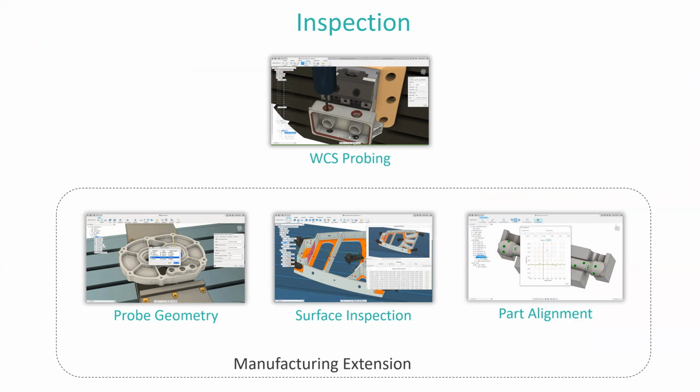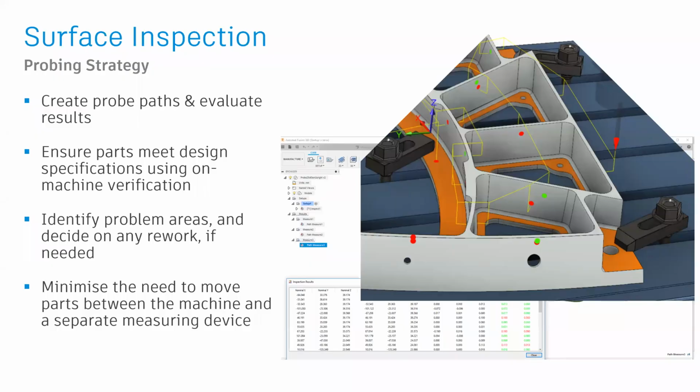These are all the options: one picture is coming into the base, and another three are probe geometry, surface inspection, and part alignment with the report, and everything is coming into the inspection extension. The surface inspection creates the probe part to evaluate the result after importing or measuring your result, and it is possible to verify with the CAD model and the manufactured model, and you can generate the report with in-tolerance or out-of-tolerance. They ensure the part meets the design specification using machine verification. Then identify the problem area and decide on rework if needed before unloading your job.